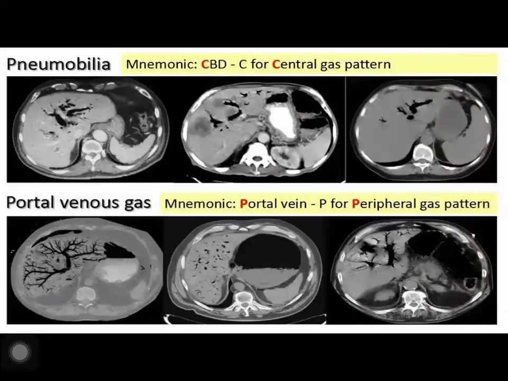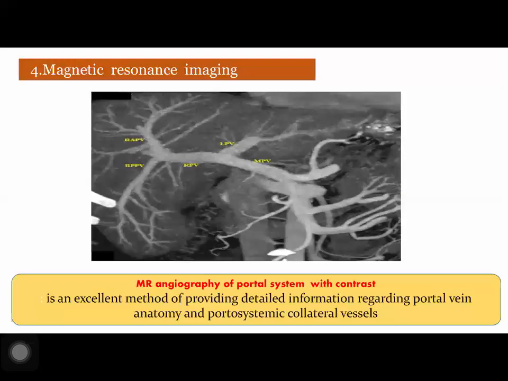Gas in the portal vein occurs due to ischemic bowel, and normally due to insertion of a tube. It can be differentiated from pneumobilia: portal vein gas has a peripheral pattern, but the central gas from the common bile duct has a central pattern. MRI is an excellent method to provide detailed information about the portal vein and portosystemic collaterals.